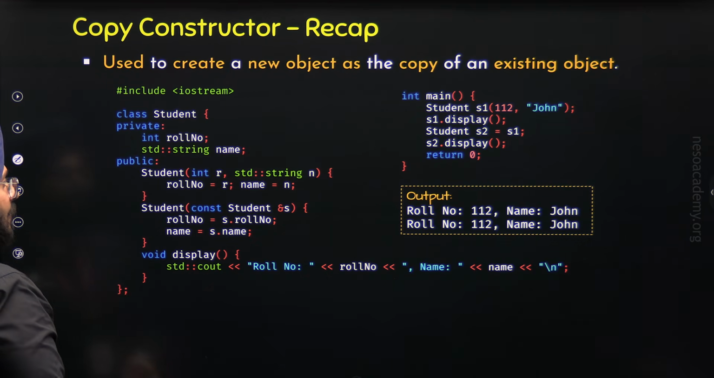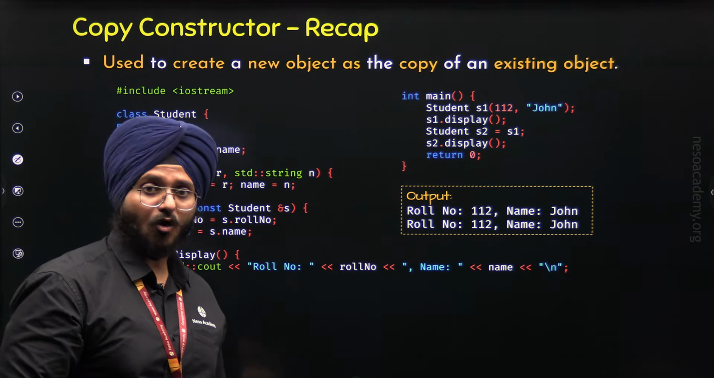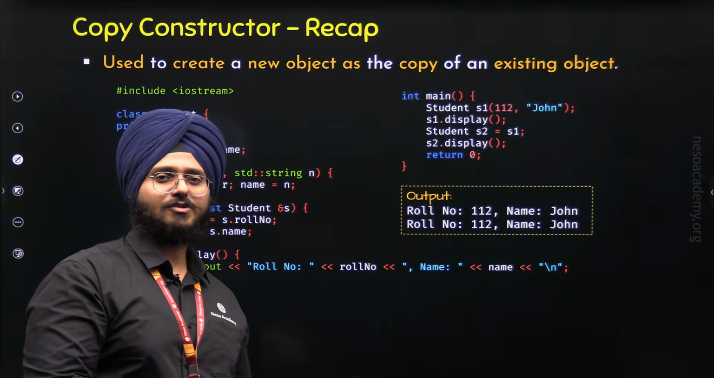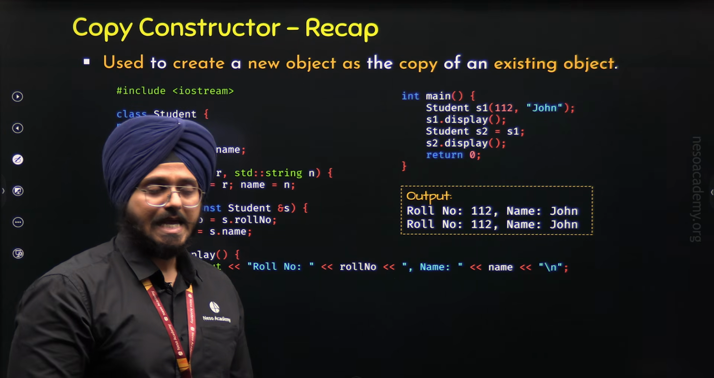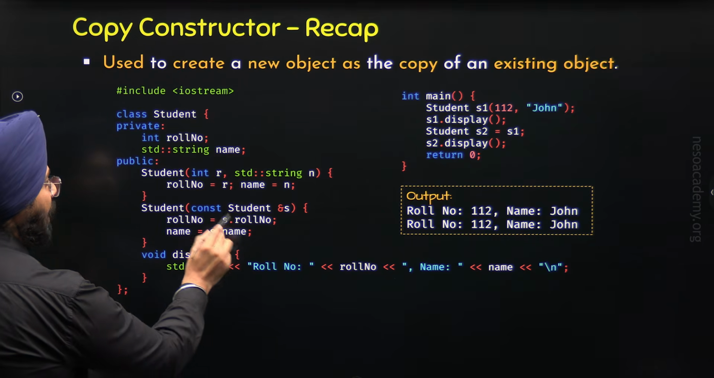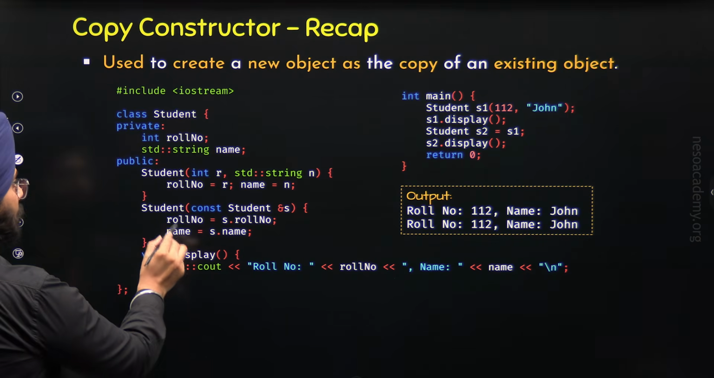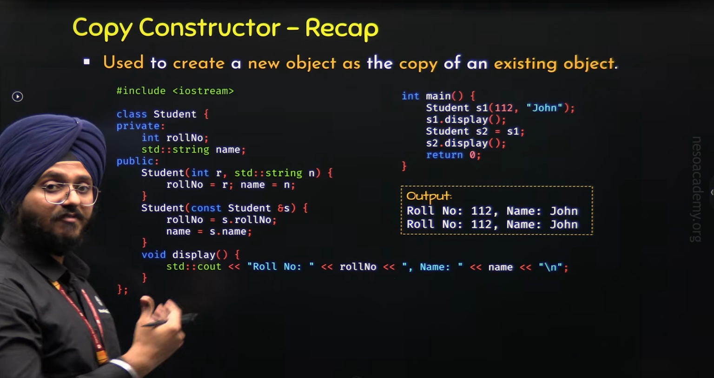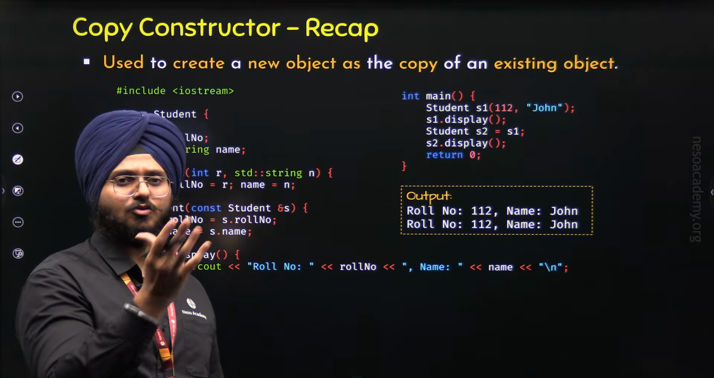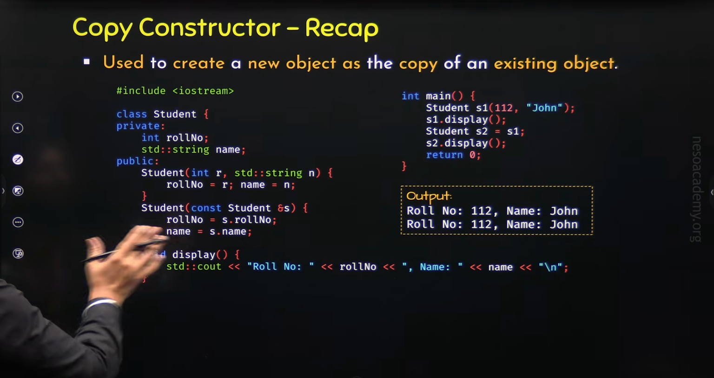This in reality means that we are copying the member values of one object and we are passing those member values to the members of some other object. In this case, we are creating the copies of the member values of S1 and we are passing the copies to the members of S2. In this way, we are creating the copy of the existing object and passing it to the new object. This is the concept of shallow copy.